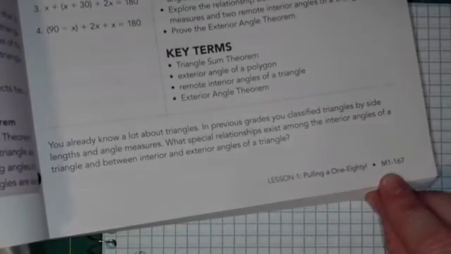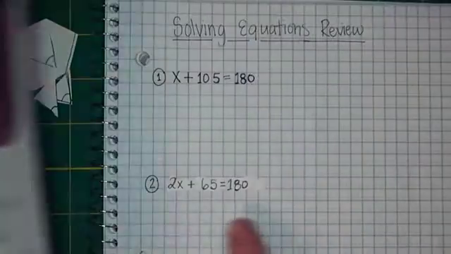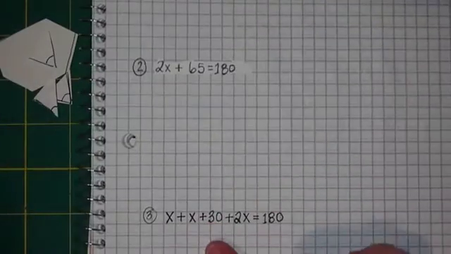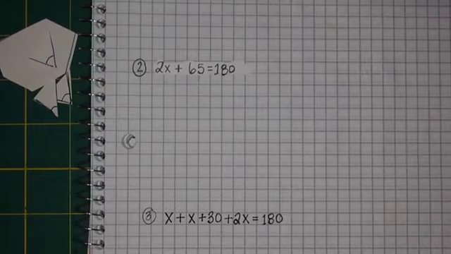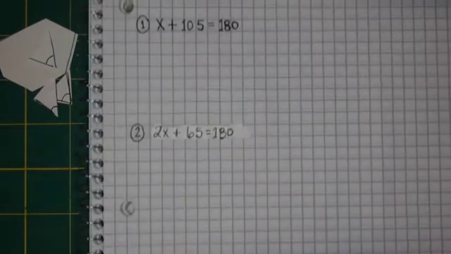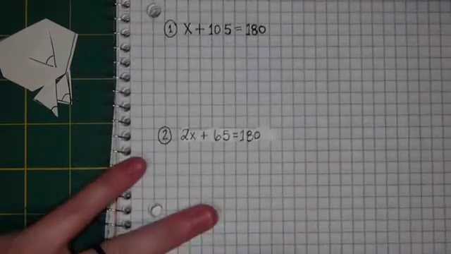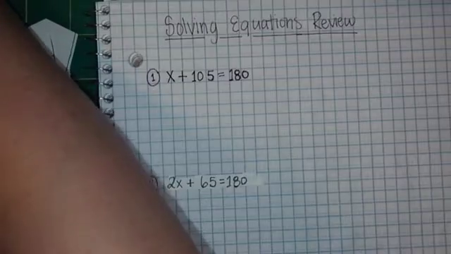on page M1, 167. So I just took this first problem and put it here, the second problem and put it here, and then there's the third problem. There was just not enough room in the warm-up spot. So this is solving equations review.